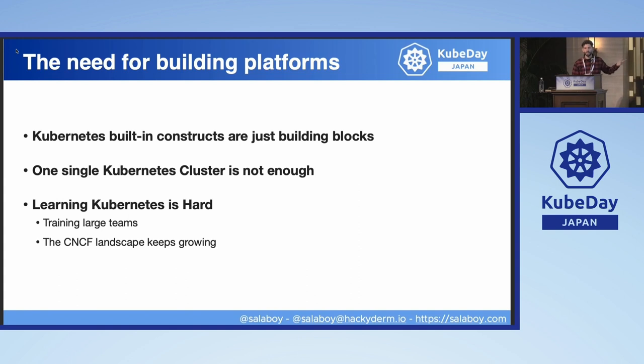And learning Kubernetes is hard. I've been doing Kubernetes trainings for some time, and I see a lot of large companies where the thing that they struggle the most with is bringing everyone up to speed on Kubernetes and understanding how Kubernetes works. So we should be thinking about abstracting Kubernetes away and building platforms that make the life of application development teams easier, so they can consume Kubernetes without actually understanding all the tools that you need to use it.